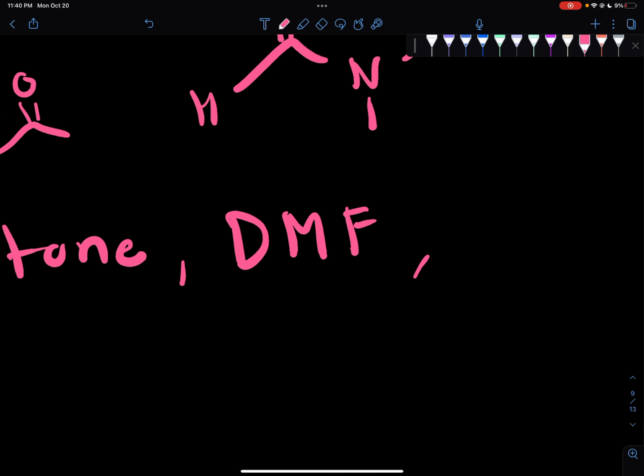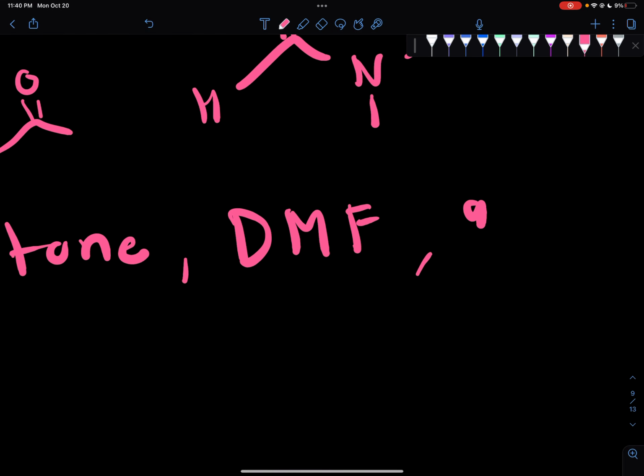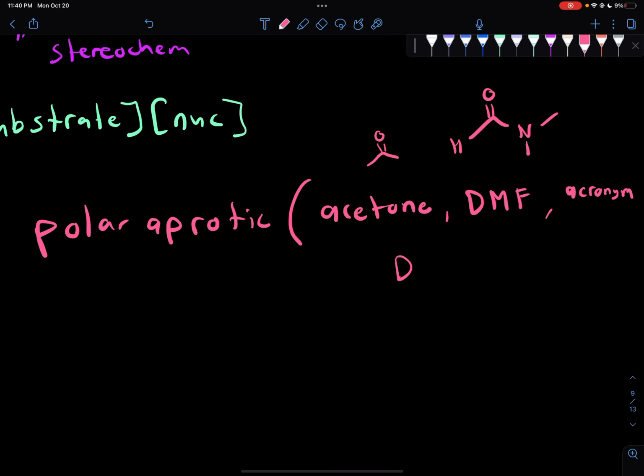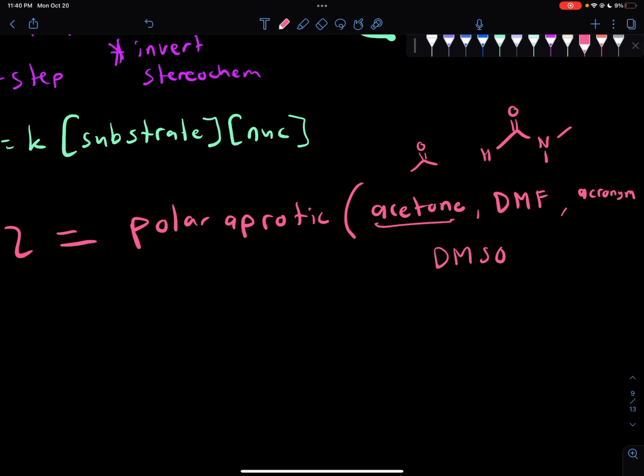You know what I'm going to write actually? I'm going to write this: acronym. Anytime you have an acronym like DMF, DMSO, or even a name like acetone, it's most likely going to be aprotic if it's not nonpolar. So these will be your polar aprotic solvents.